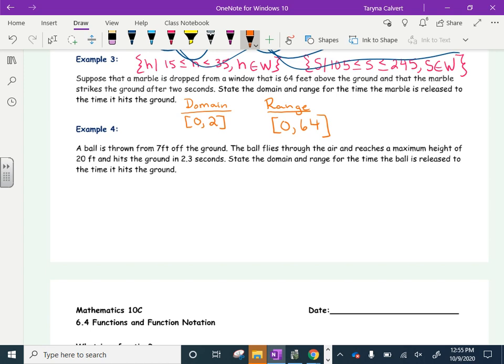So the marble strikes the ground after 2 seconds. So that means, how about we change that to hits the ground at? Would that make you happier? Perfect, I agree.